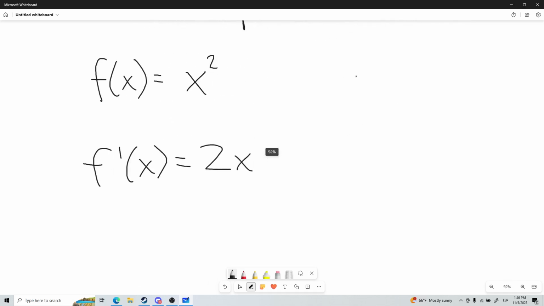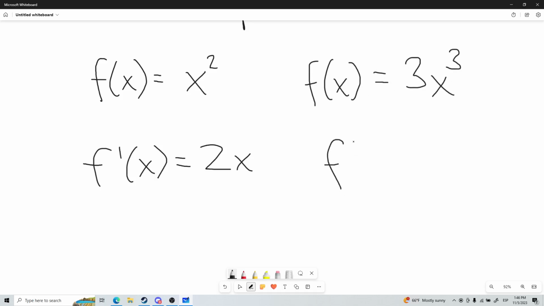Let me give you another example. Let's say I have f of x equals, I don't know, 3x cubed. When you do the derivative of that, you end up with 9x squared.